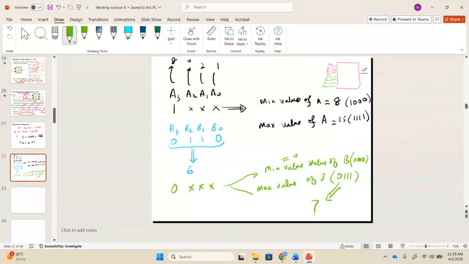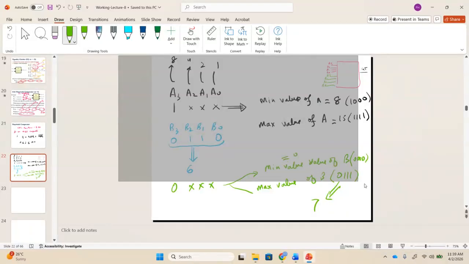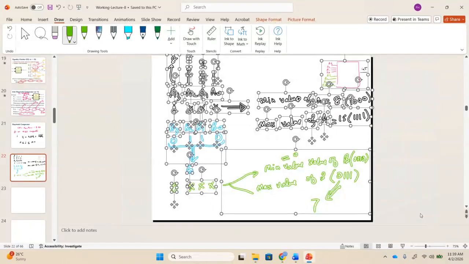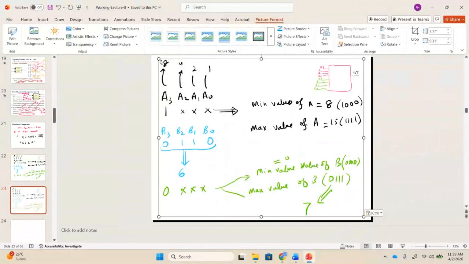Okay, so now the possible value of A is from 8 to 15, and the possible value of B is 0 to 7. So can we say in this scenario, if A3 is 1, so now I'm going to make a logical argument. I'm going to take a screenshot of this and move to the next slide.